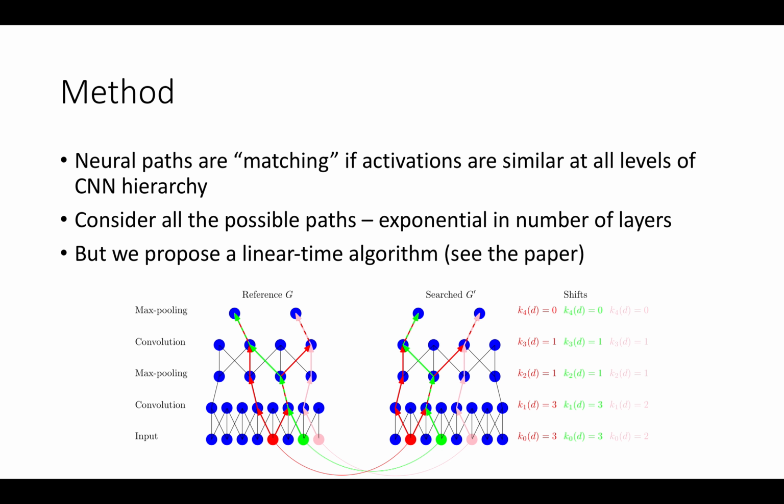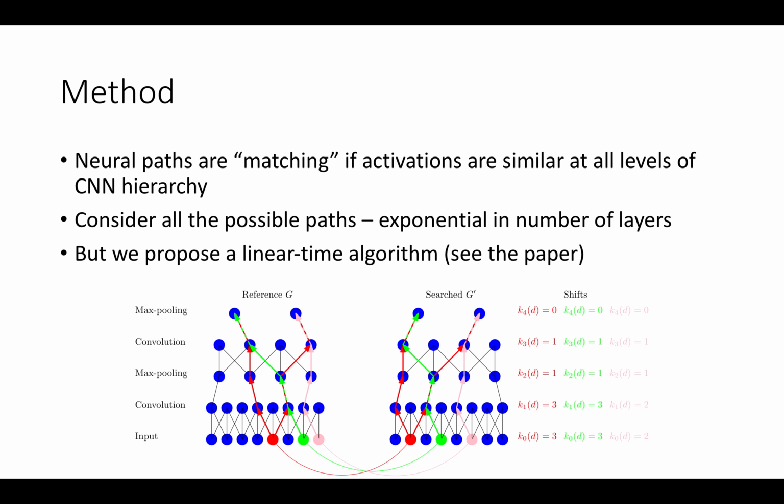So how does our method work? First of all, we have two objects, the reference and the searched. You can see them at the bottom. And we want to find correspondences between them. We assume that objects are represented as grids and run the same convnet on both of them. Eventually we get a graph of activations. In this graph, the nodes are activations and the edges are computational dependencies in the convnet.